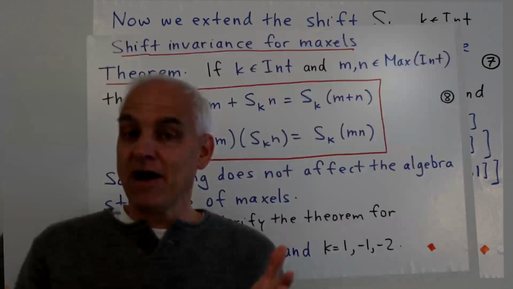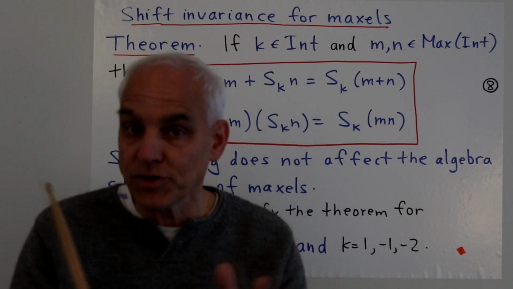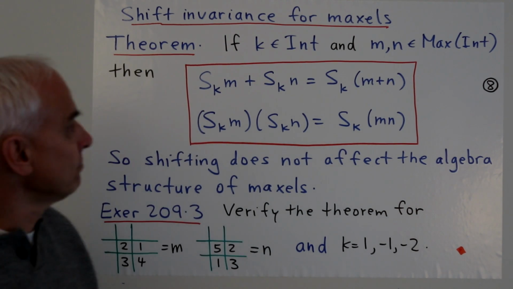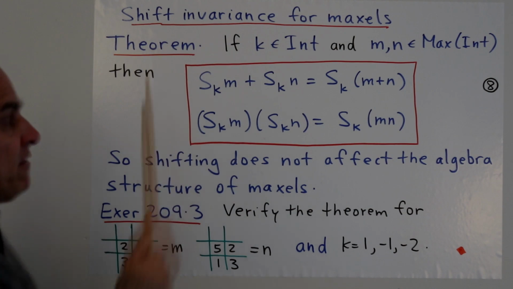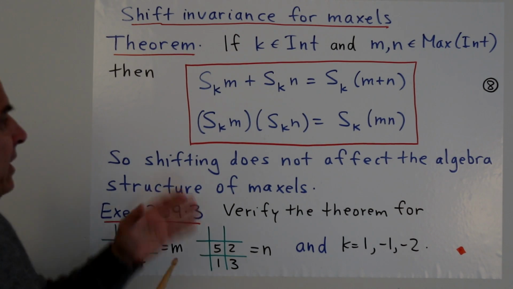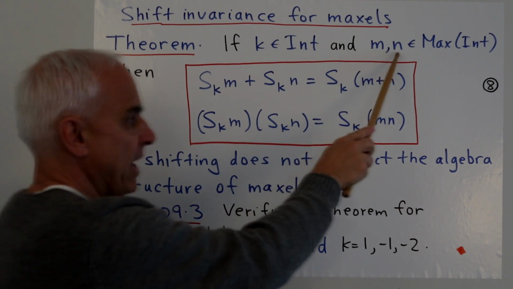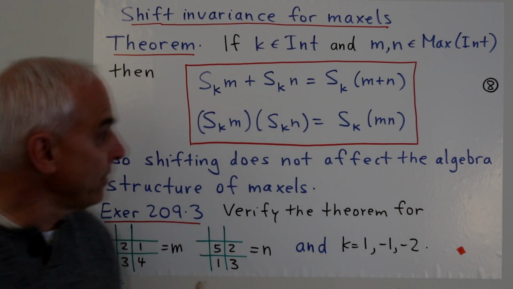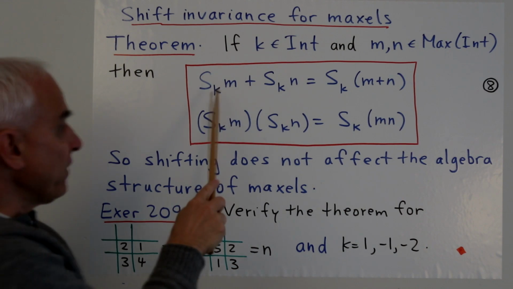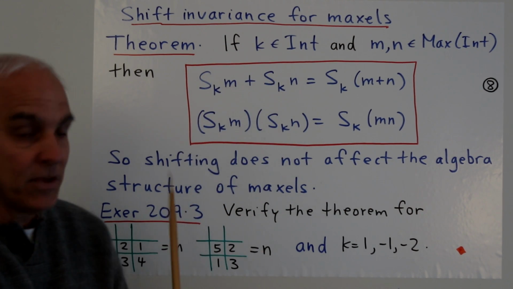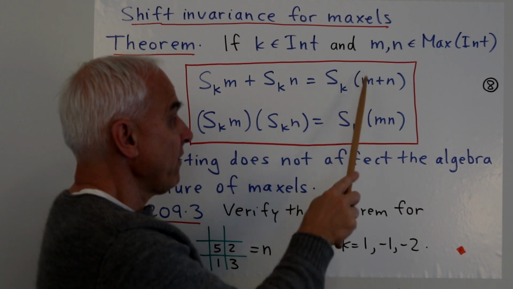And now let's identify some important features of this shifting of maxels. We could say shift invariance for maxels. And let's summarize things in a theorem. So if k is an integer, and m and n are maxels from integers, then the shift s_k m plus the shift s_k n equals the shift s_k of m plus n.